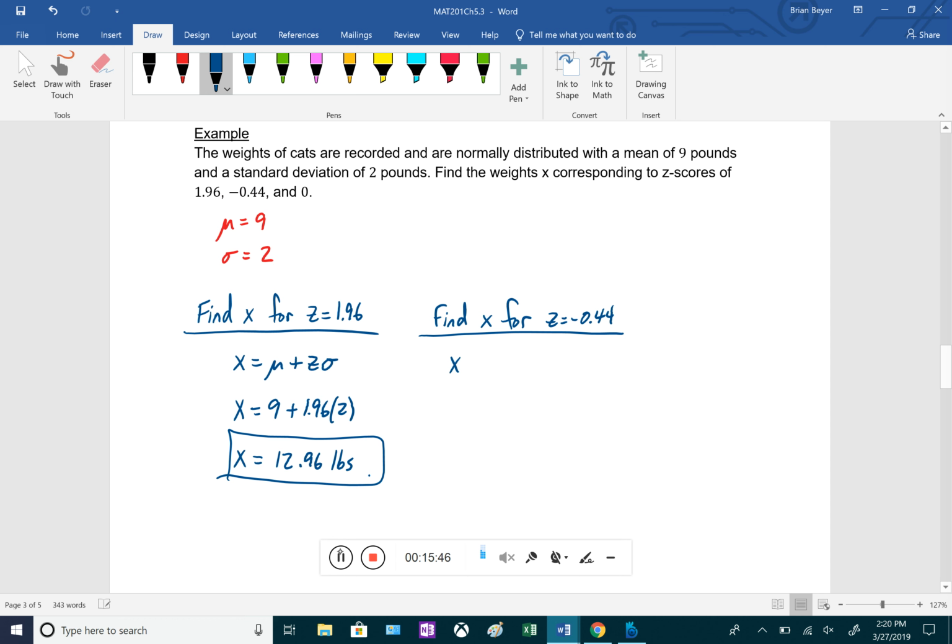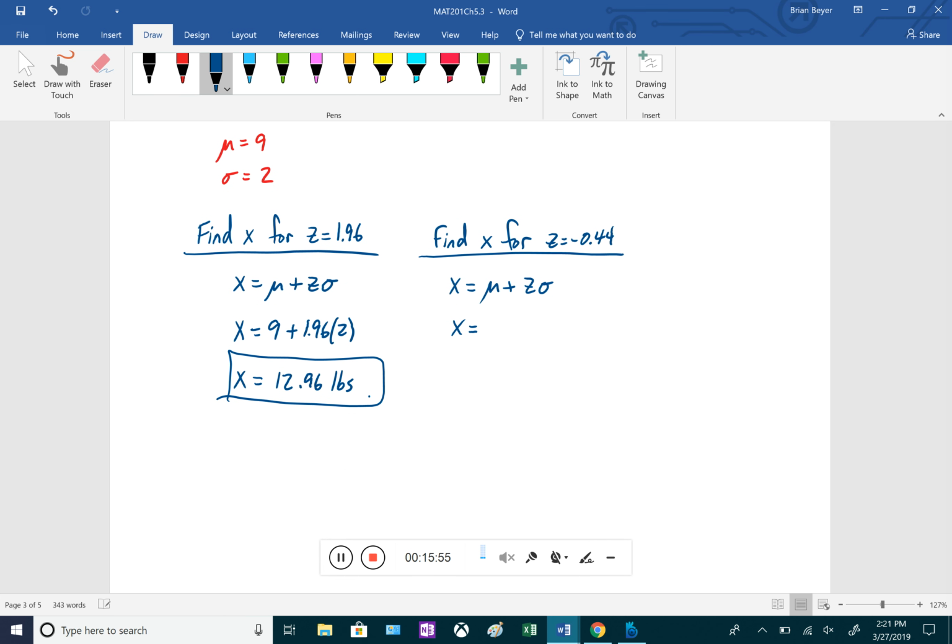Okay, next let's do it for a z-score of negative 0.44. Same formula, x equals mu plus z times sigma. We plug everything in, so it's the same mean of 9. So 9 plus our z here is negative 0.44. Sigma is still 2. You do the multiplication first, and then you add the 9, and we get 8.12 pounds. So a weight of 8.12 pounds is 0.44 standard deviations below the mean.